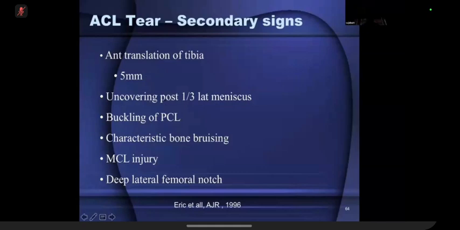You get to see an uncovering of the posterior third of the lateral meniscus. The posterior cruciate ligament can be buckled. There is a characteristic bone bruising pattern present. You've got injury of the medial collateral ligament, and you've got a deep and empty lateral femoral notch.